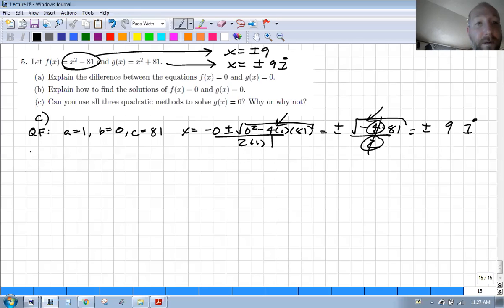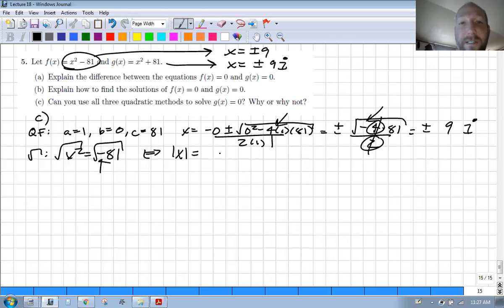So the square root method, we would move the 81 to the other side, square root. That minus in there gives us the i. The square root of 81 is 9.